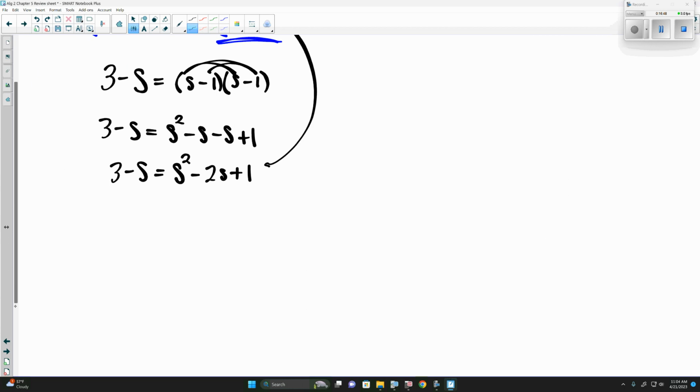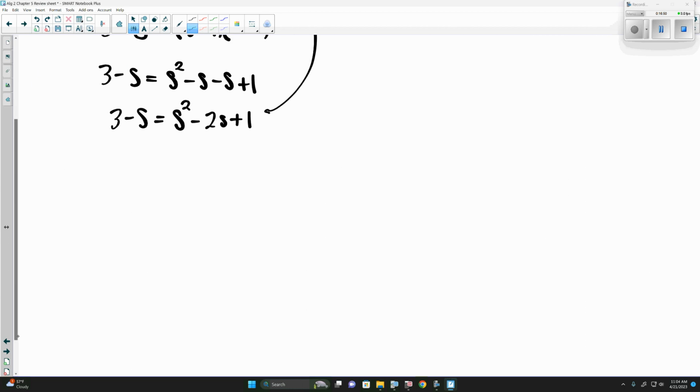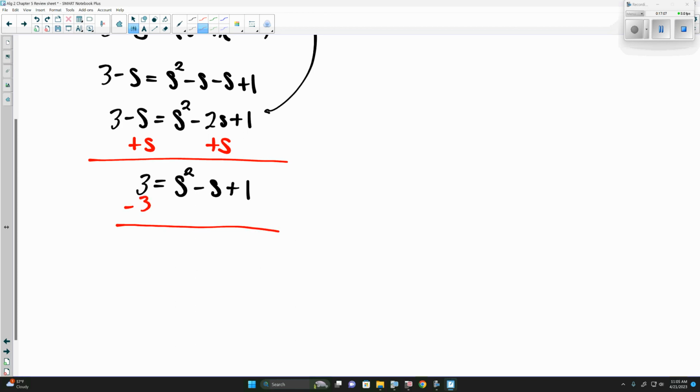Now at this point, because we have an s squared, we need to get this equal to 0. Now we could add s to both sides first. We could subtract 3 from both sides. It doesn't matter the order that we do it. We will need to do both of them eventually. And when we get it equal to 0, we have s squared minus s minus 2 is equal to 0. Any questions on how we got to this point here?